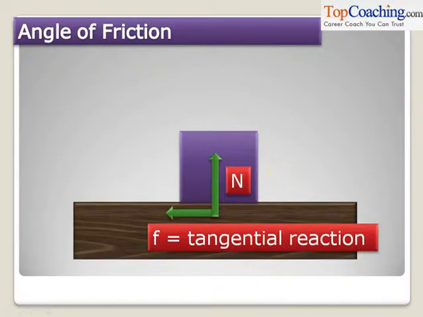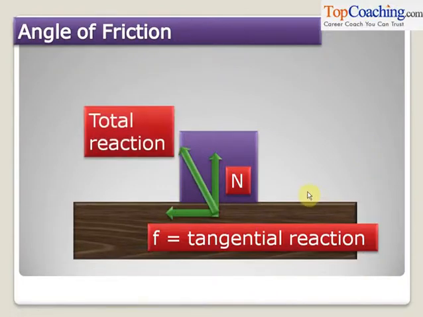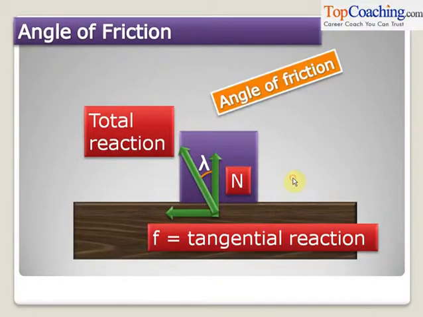Sometimes scientists like to calculate the net reaction force between two surfaces by calculating the total reaction, that is, the resultant of the friction force and the normal reaction force. Can you see that here? This is the total reaction. The angle made by the total reaction with the normal reaction is called the angle of friction. Understood? So lambda here represents the angle of friction. This is one other concept that you must remember. The angle between the total reaction, the resultant of the normal reaction and the friction force, and the normal reaction is called the angle of friction.